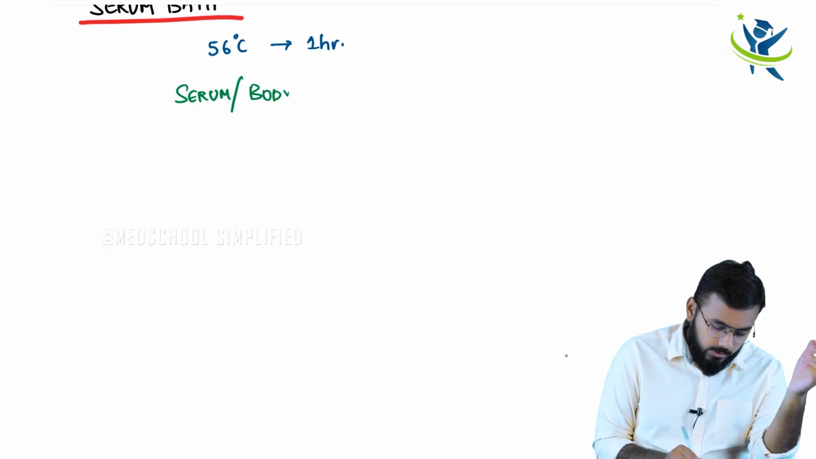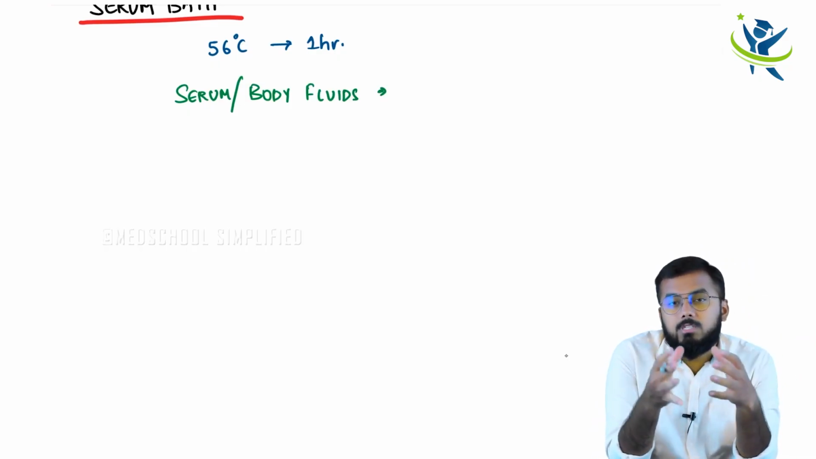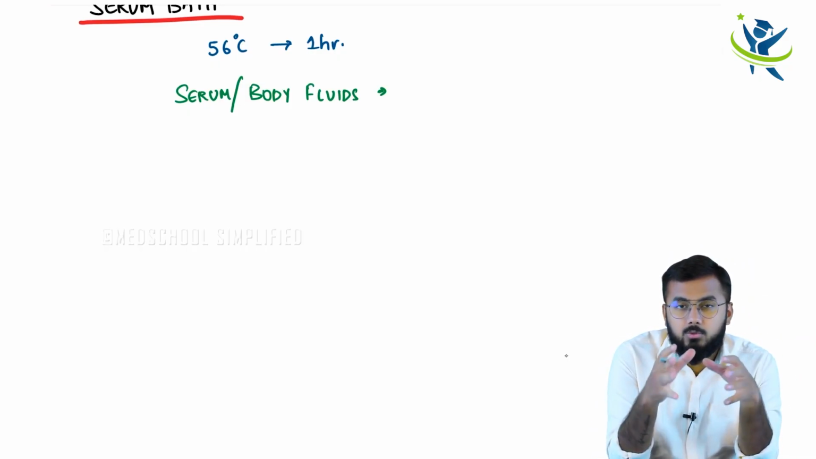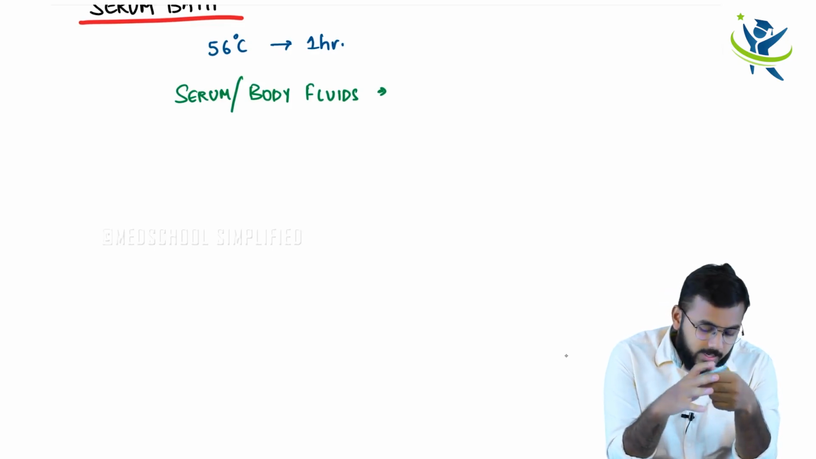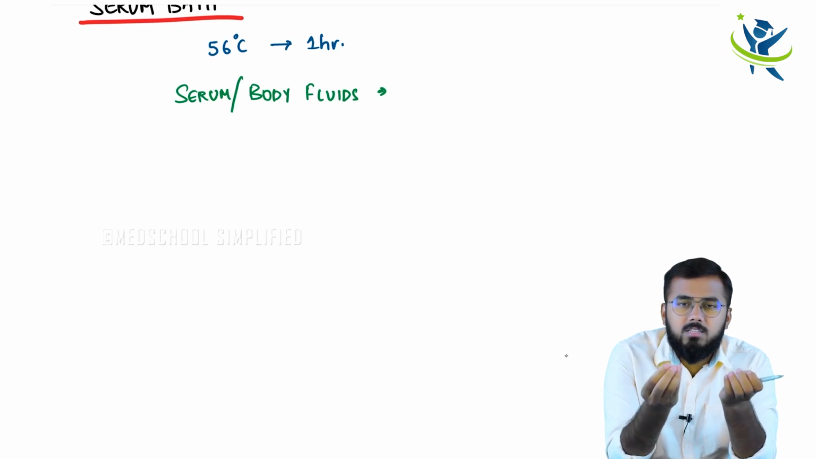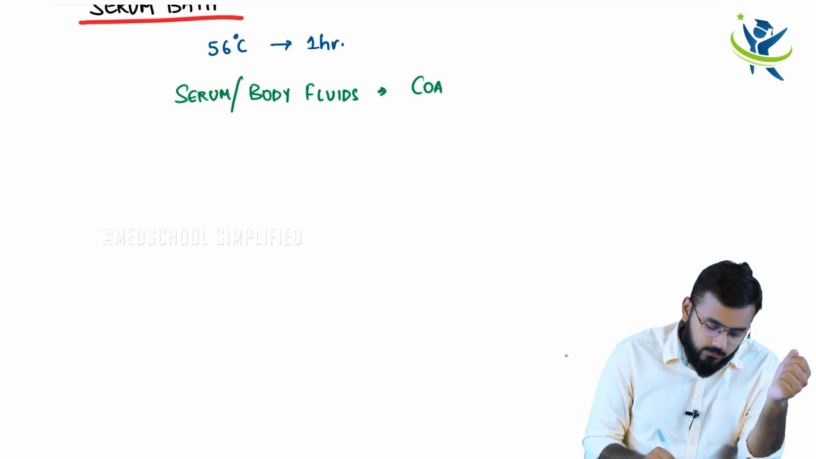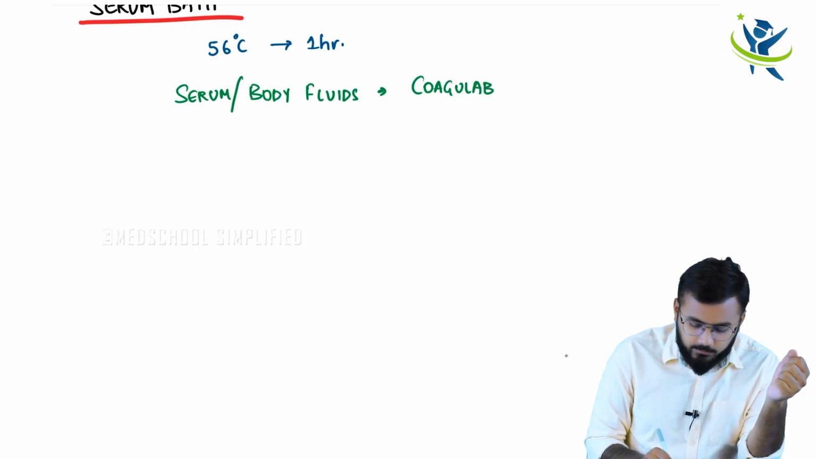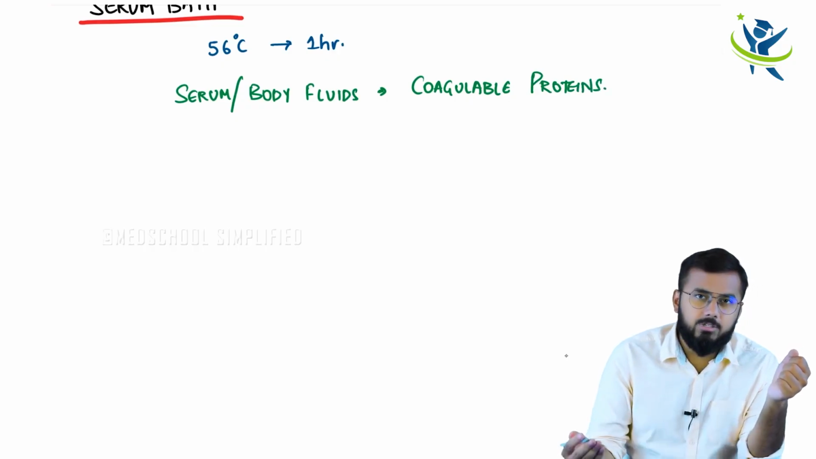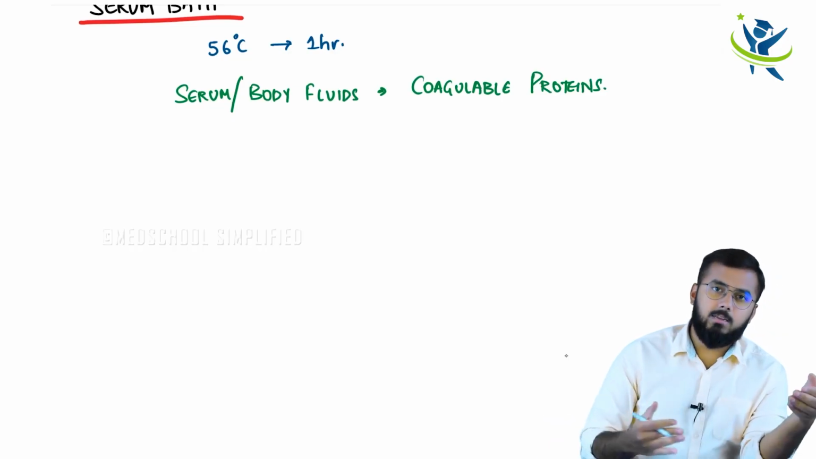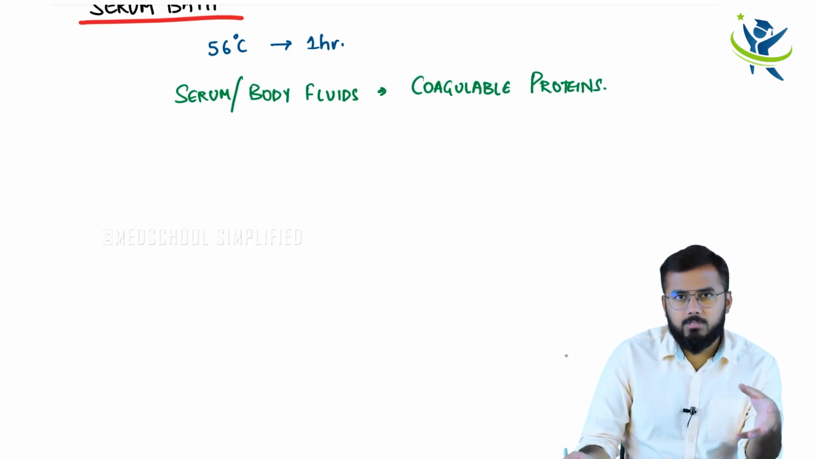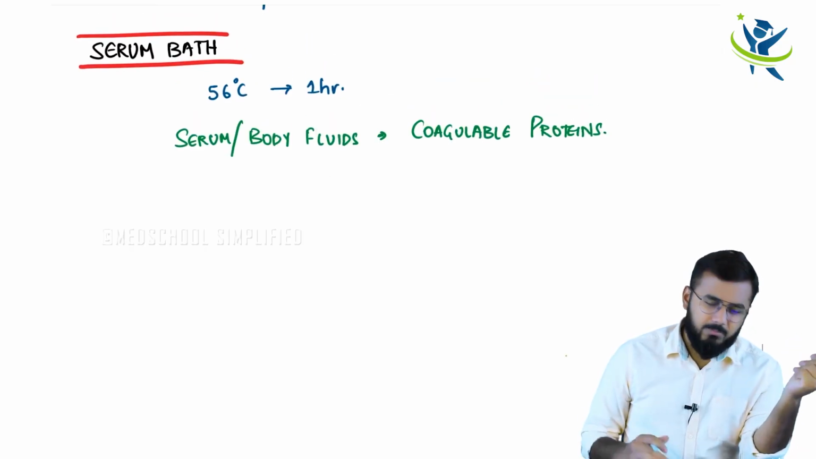or body fluids, because why? What are you doing here? See, any kind of serum or body fluids can also get infected, right? So they are the high source of infection. So what you are doing is that you are heating the serum or body fluids so that within this there are some proteins. So these proteins will be damaged. So what will happen is that within this serum or body fluids you have got coagulable proteins, and these proteins will be damaged. So in this way you can completely sterilize the serum or any kind of body fluids. Okay, so that is called serum bath, pretty simple one.